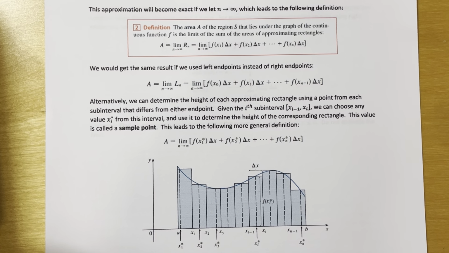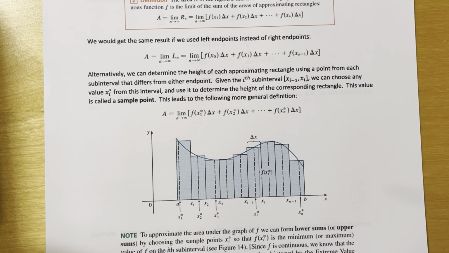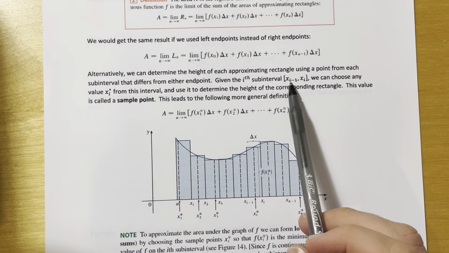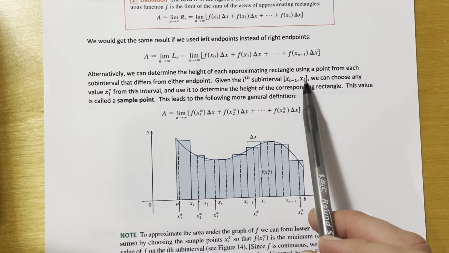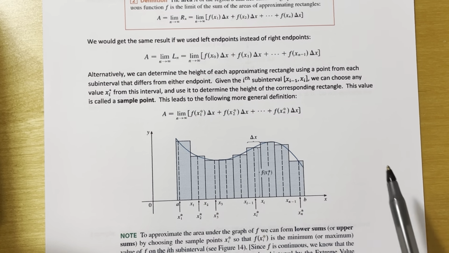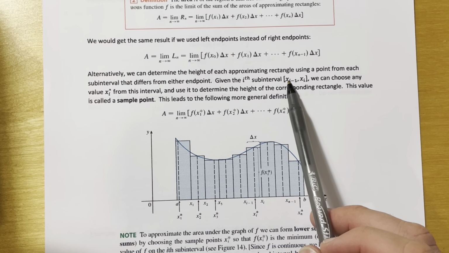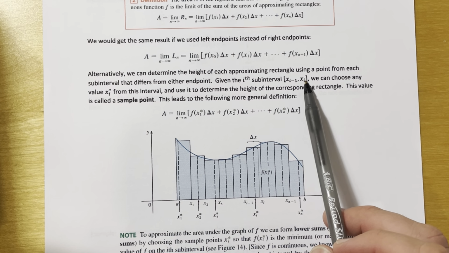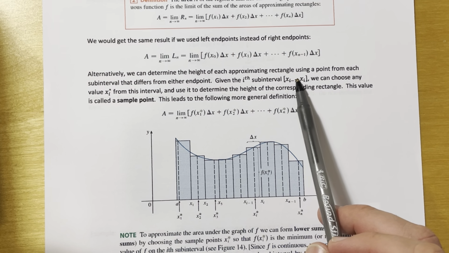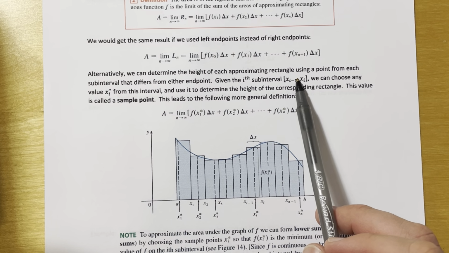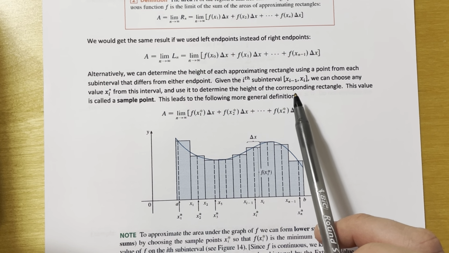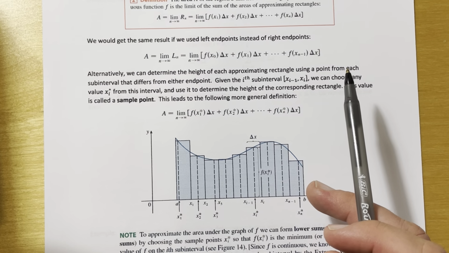But there's a different way of going about it as well. There's actually no reason why we need to use left endpoints or right endpoints when determining the areas of these rectangles. In fact, each subinterval, so for example, if we take the ith subinterval, xi minus 1 to xi, which in this picture is down here, we could actually just pick any number in that interval. It doesn't have to be the left endpoint or the right endpoint. We could pick anything in that interval, plug it into our function, and use that to determine the height of our rectangle. And that would still be a valid method.